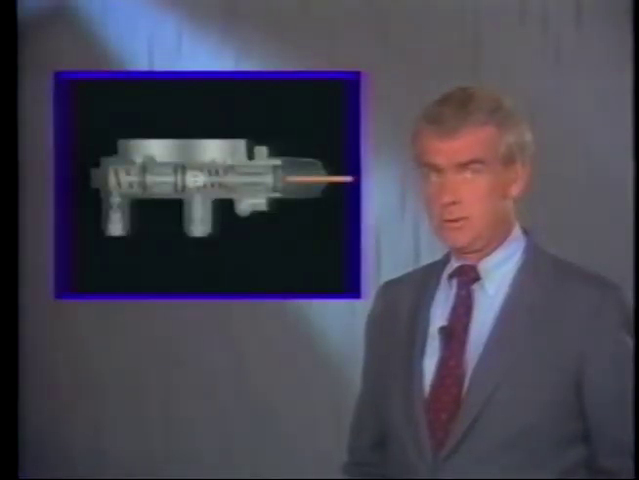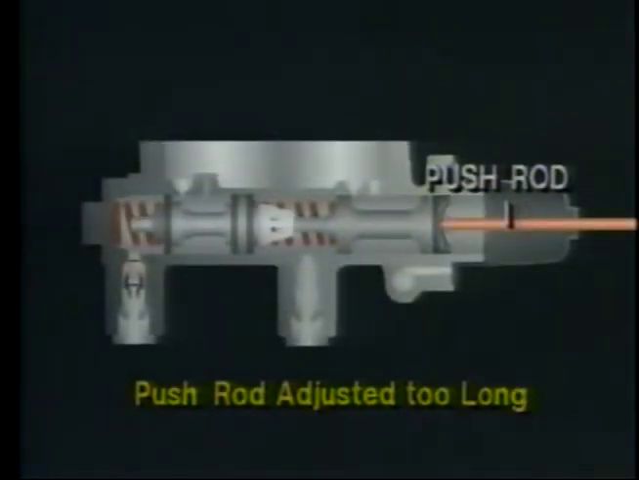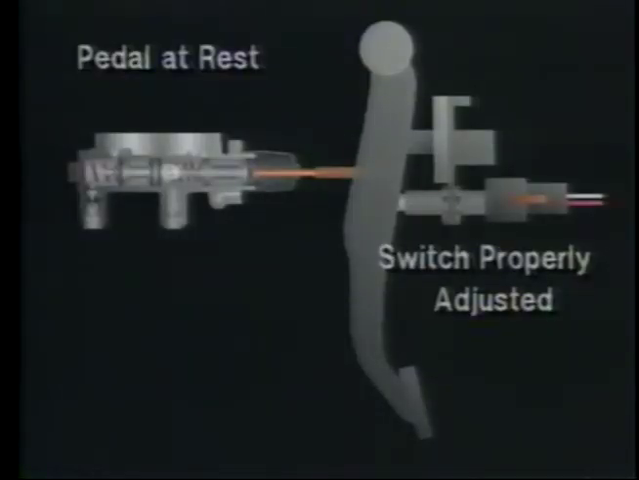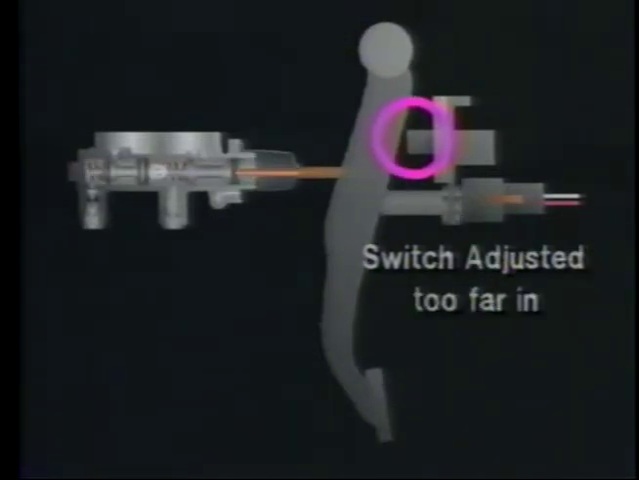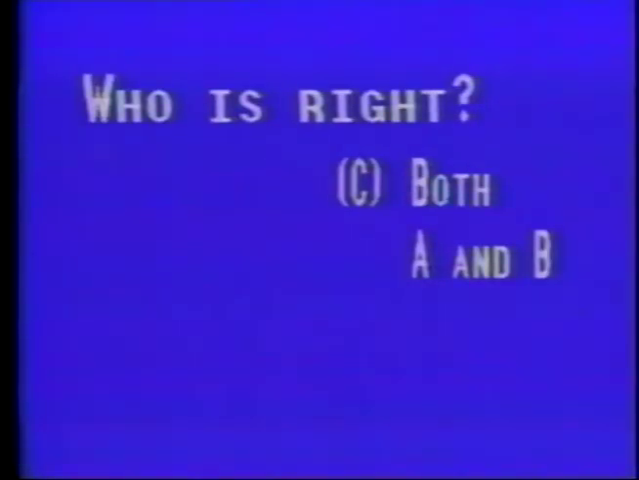Technician A's statement is true. The pushrod that activates the master cylinder must be properly adjusted. If the pushrod is adjusted too short, there will be excess pedal travel. If it's adjusted too long, the brakes will drag. Technician B's statement is also true. If the stoplight switch is adjusted too far in, the brake pedal will not return to its rest position. In effect, it will hold the brake pedal down, causing the brakes to drag. Therefore, the correct response is C.